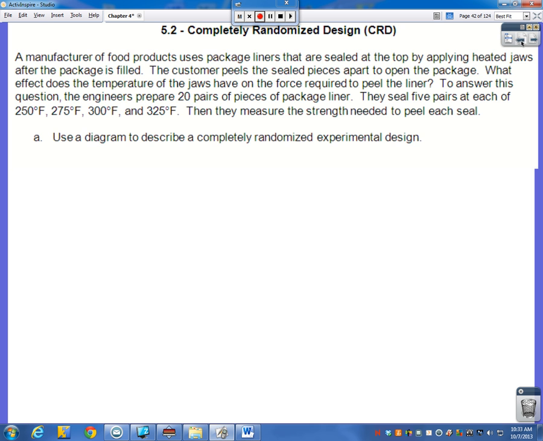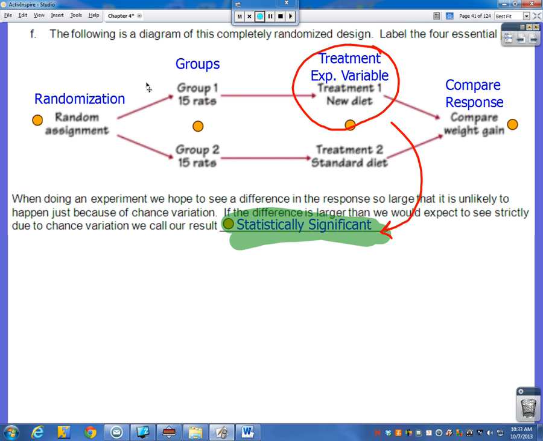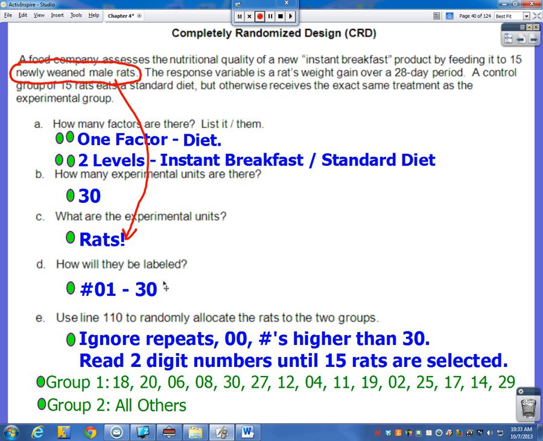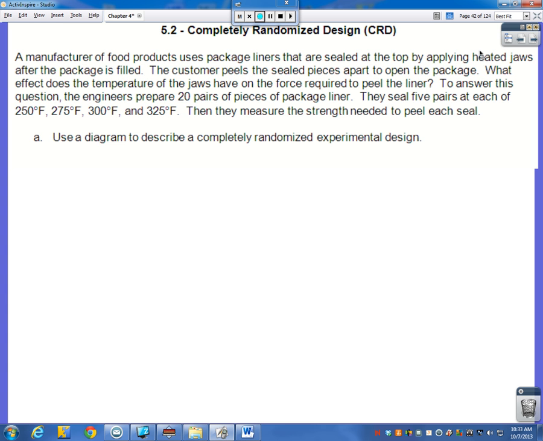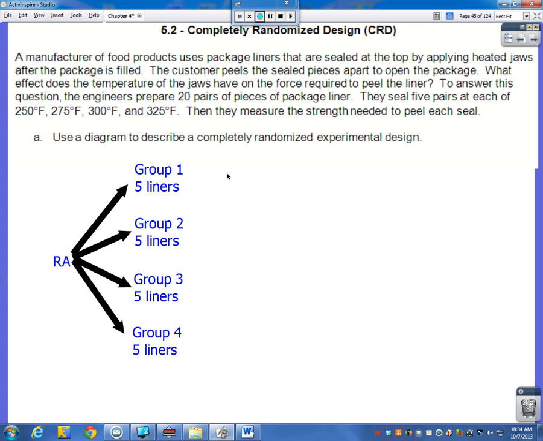Okay, now we're going to skip over, this is basically what I want you to do, is what we did here on part F. We're not going to have to worry too much about the A through E part of this piece. So again, for this part, I just want you to make the diagram. So first we have our random assignment, which can be abbreviated RA. And I've got 4 treatments. Okay, I have one factor, and that is temperature, but I have 4 levels, and those are my 4 different temperatures here. So from my random assignment, I'm splitting this up into 4 groups.